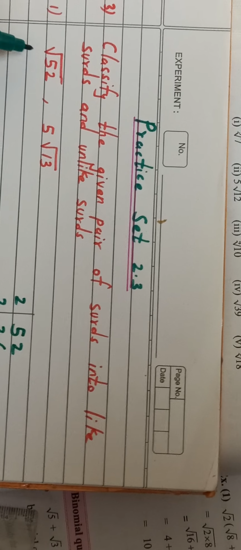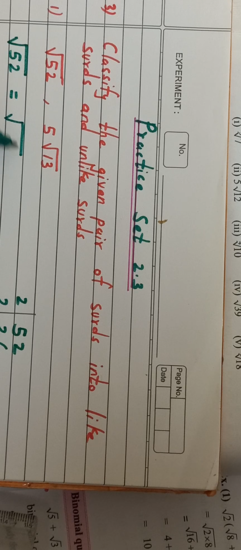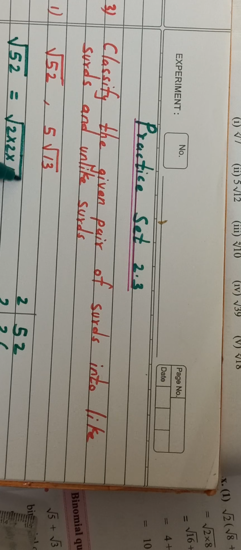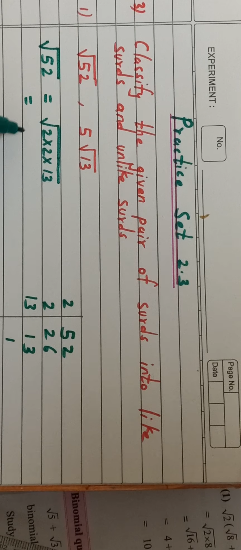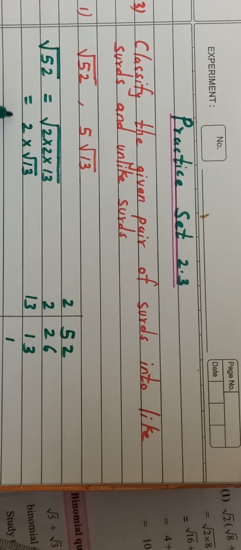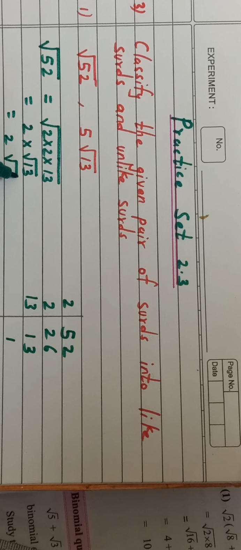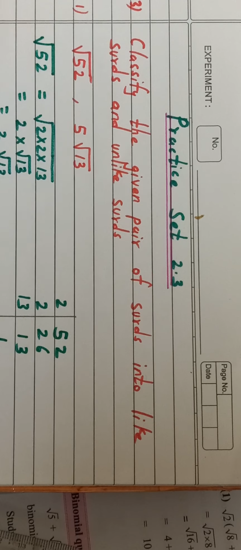So square root of 52 is equal to 2 into 2 into 13, which is equal to, now 2 into 2 pair is there, so you can take 2 outside, into square root of 13, which is equal to 2 root 13. And now 13 is a prime number, so you cannot simplify further.